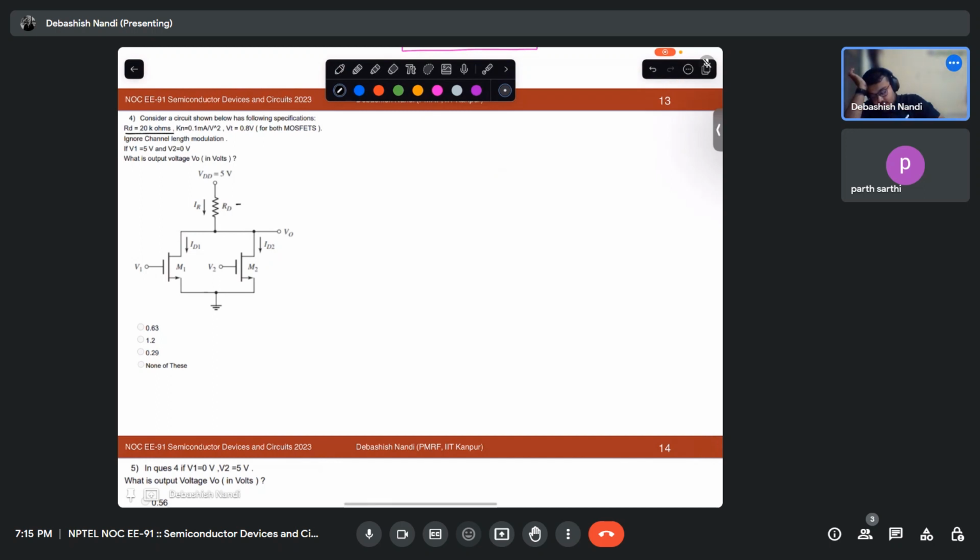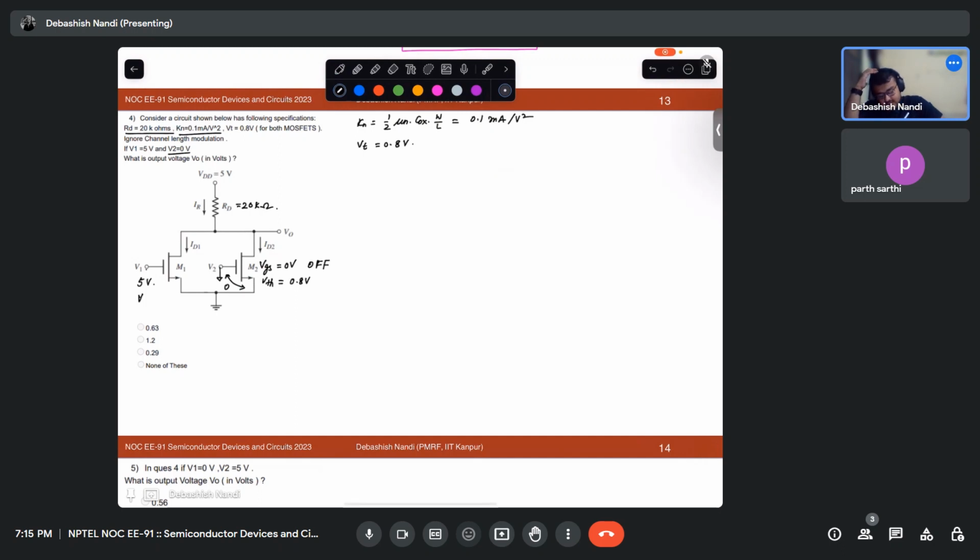RD is 20 kilo ohm. Kn is half mu n Cox W by L, that is your 0.1 milliampere per volt square. Vt is equal to 0.8 volt. Okay. V2 is 0, that means this is grounded, and V1 is your 5 volt. So VGS is 0 volt. VTH is 0.8 volt, right?